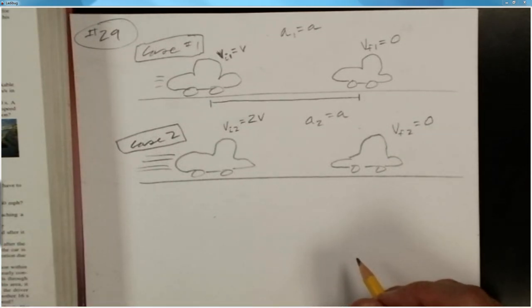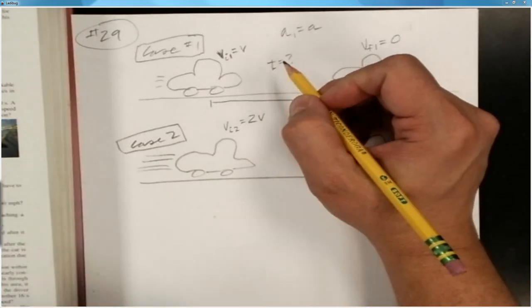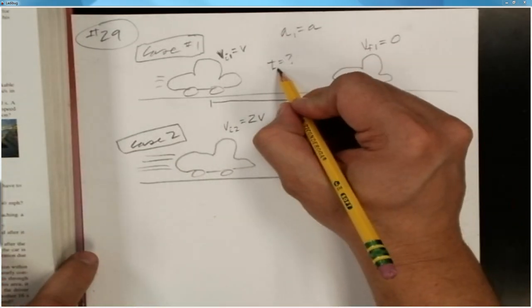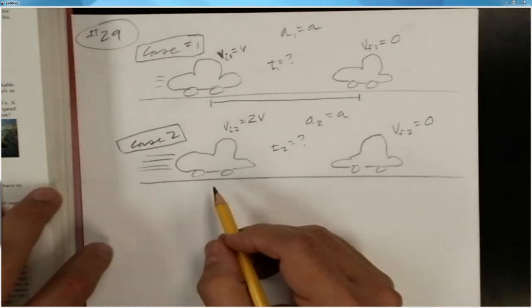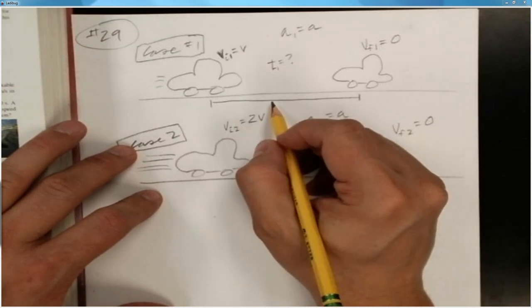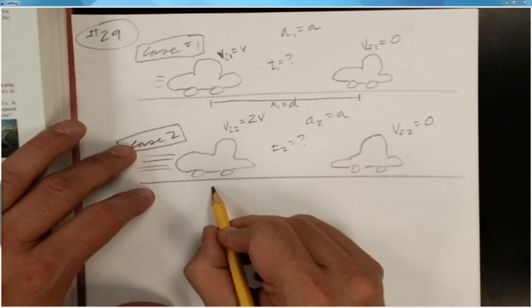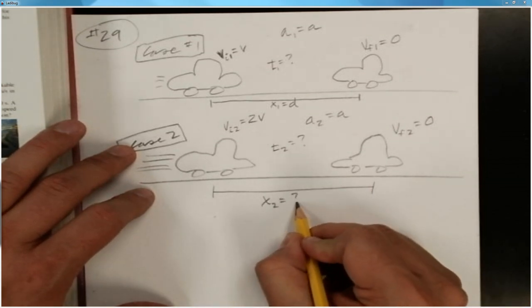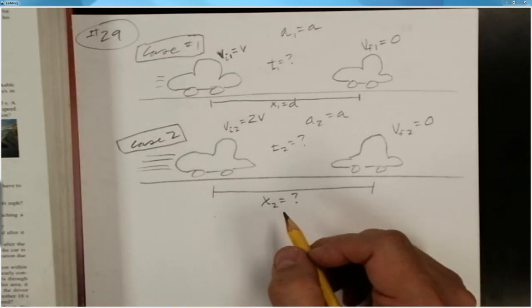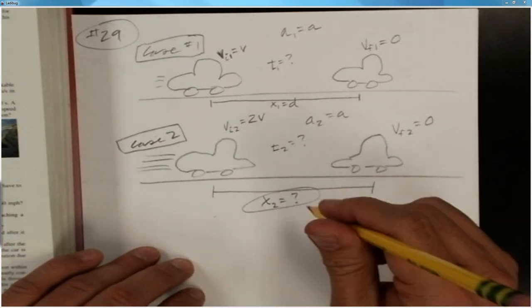All right, we've got 5 kinematic variables. T1, I don't know. T2, I don't know. And x1 is equal to d. What is x2? I don't know what x2 is. The problem says, what is the stopping distance if the car is initially traveling at 2v? So this is what I'm looking for. I'm going to circle it. I don't know, that's what I want to know.